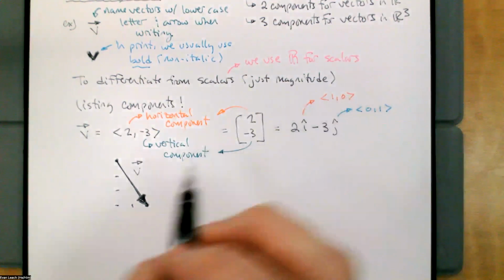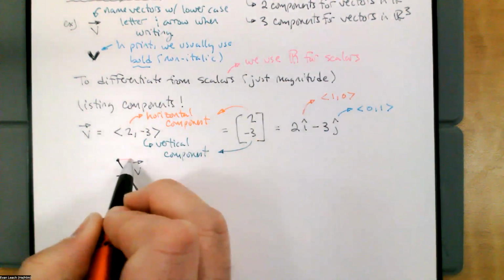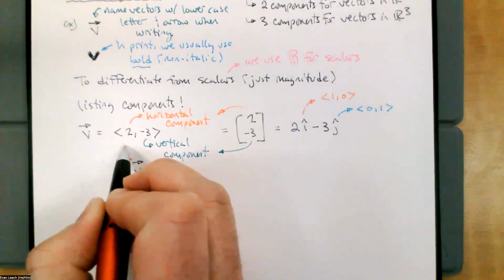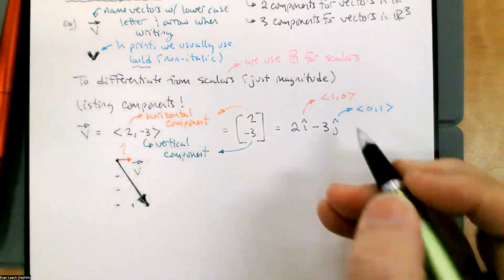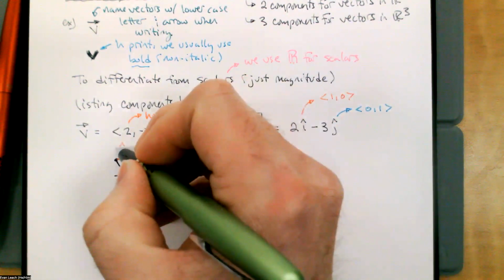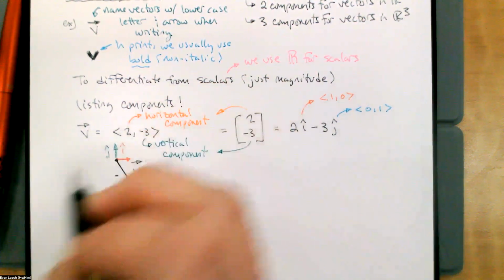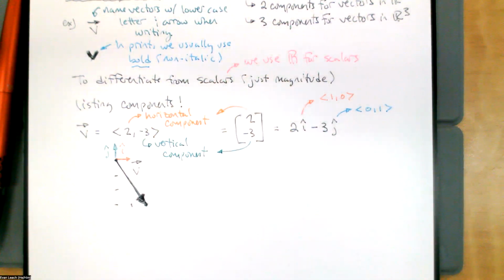So the vector 1, 0 is just a horizontal unit vector, I. And the vector j is a vertical unit vector. So we could write this vector 2, negative 3 as a linear combination of the standard basis vectors in R2.